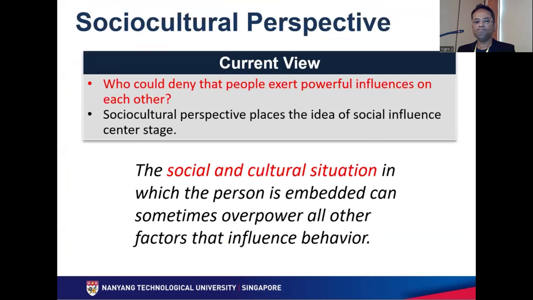So our focus is the social cultural perspective. Informally, who could deny that people exert powerful influence on each other? The social cultural perspective places the idea of social influence center stage, and social influence is a very key topic in social computing. It says that the social and cultural situation in which a person is embedded can sometimes overpower all the other factors that influence his behaviors.